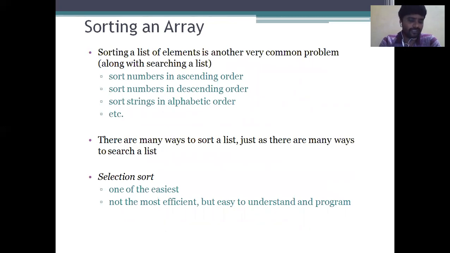In the previous searching operation, we saw how it works in a sequential and a random way. At the same time, there is sorting numbers in ascending order or in descending order, and sorting strings in alphabetical order. So we have different types of sorting. There are many ways to sort a list, just as there are many ways to search a list.